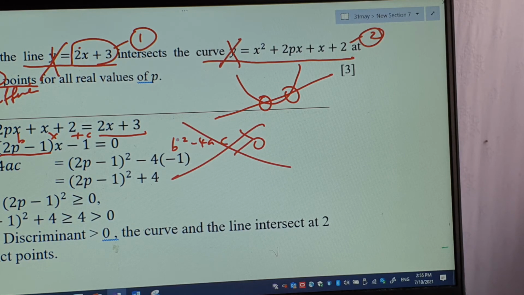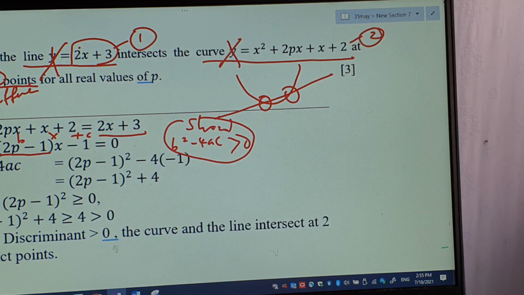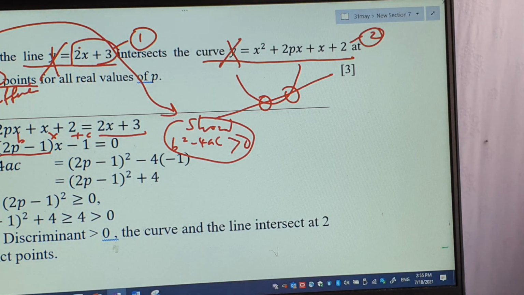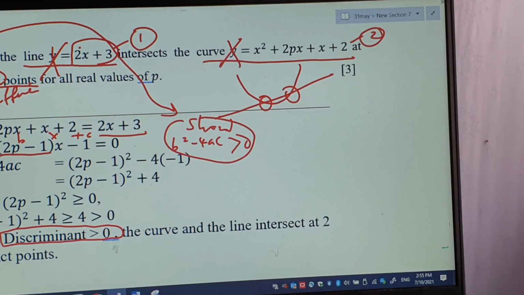No. Once you do this, wrong. Why wrong? Because they asked you to show that it is like that. They want you to show this. So this one must be the last part here. You see or not? Must be the last part here. So what must you do first?